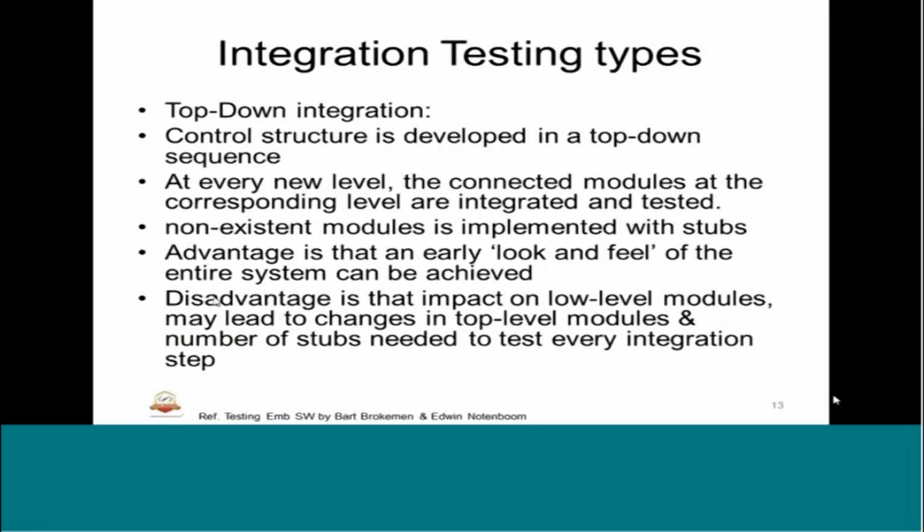Okay, the next type of integration testing is top-down integration testing. In this strategy, the control structure of the system takes the lead. Basically, the control structure is developed in a top-down sequence, and this offers the ability to integrate the modules top-down, starting with the high-level control module. At every new level, the connected modules at the corresponding level are integrated and tested. As we go down, the connected modules will be tested one by one.